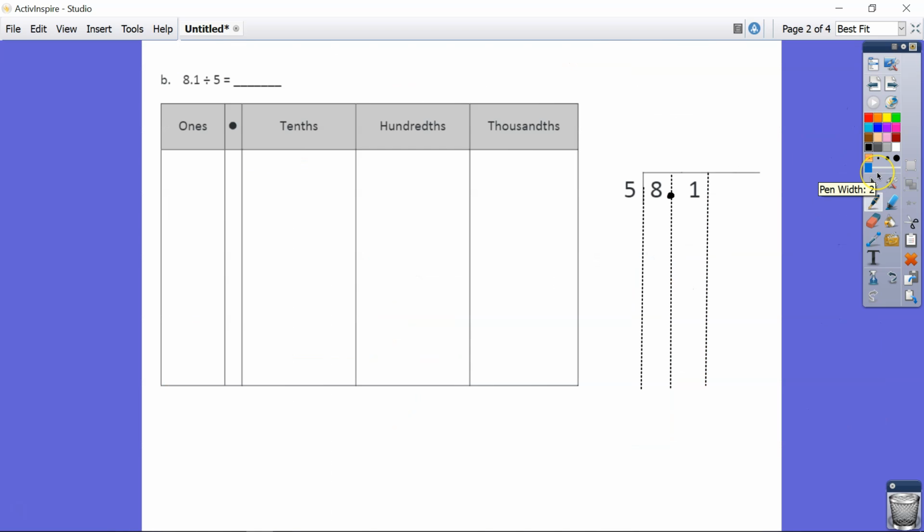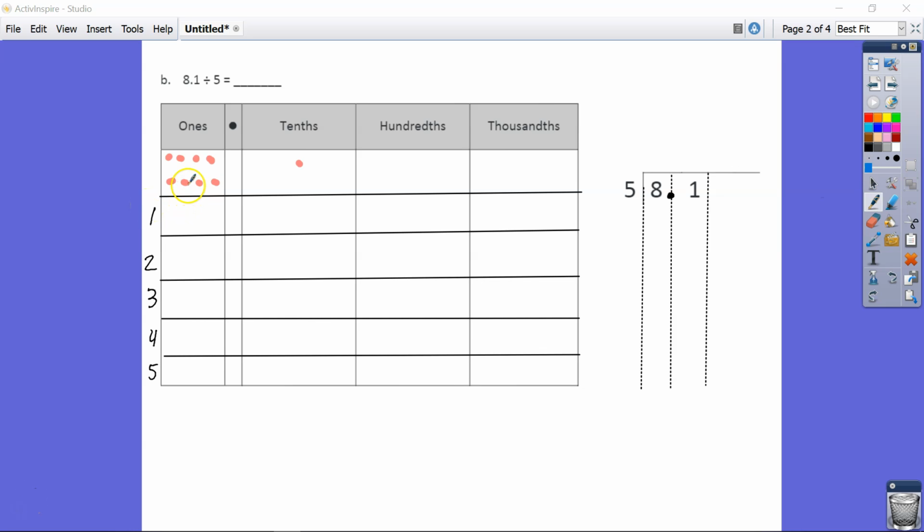So we have 8 and 1/10 divided by 5. So let's take a look here. First thing I'm going to look at is my ones place. I know that I have 5 groups and 8 ones. So that's enough for each group to get 1 one. I used 5 of my ones, leaving 3 ones.